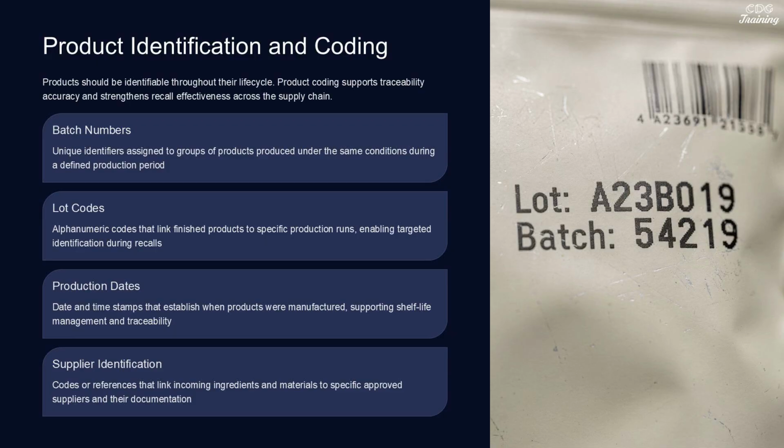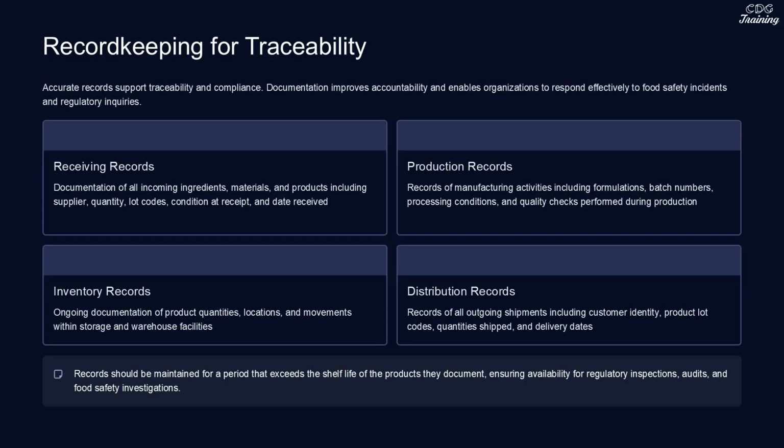Products should be identifiable throughout their lifecycle using batch numbers, lot codes, production dates, and supplier identification to support traceability and recall effectiveness. Accurate records support traceability and compliance. Documentation of receiving, production, inventory, and distribution records is essential for regulatory purposes and food safety investigations.